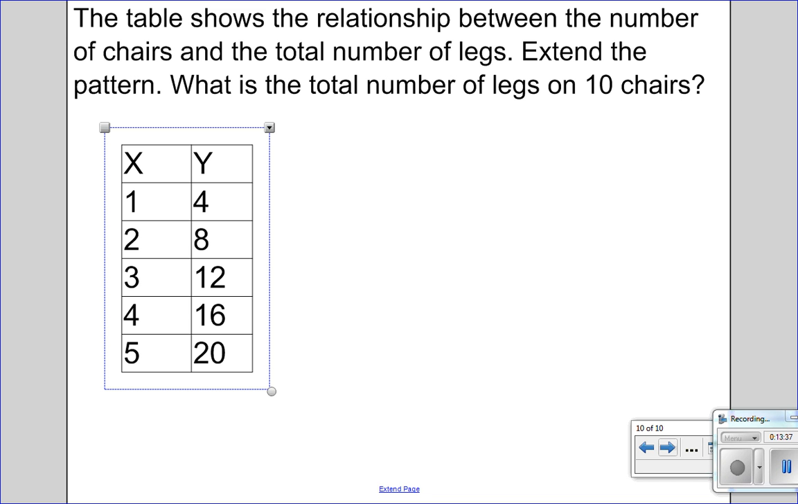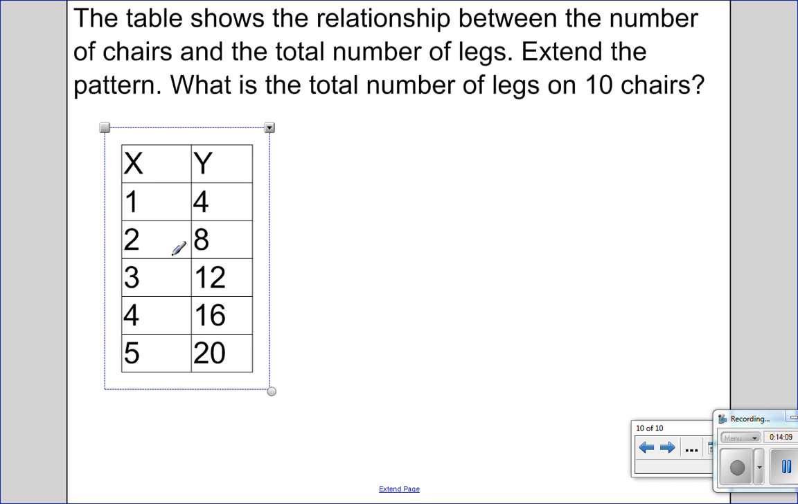This table here shows the relationship between the number of chairs and the total number of legs that the chairs have. Extend the pattern. What is the total number of legs on 10 chairs? So I notice that x represents the number of chairs. When I have 1 chair, y, the number of legs, is 4. 2 chairs is 8 legs. 3 chairs is 12 legs. 4 chairs, 16 legs. 5 chairs, 20 legs.